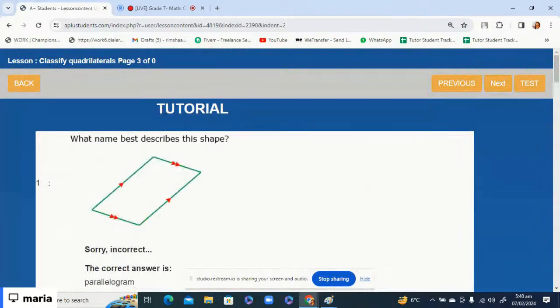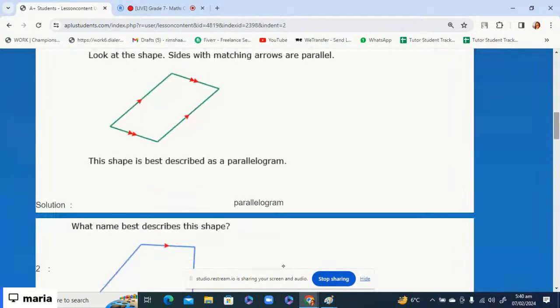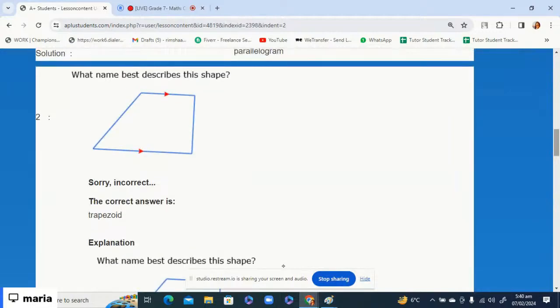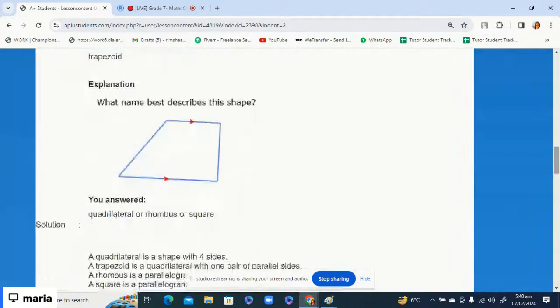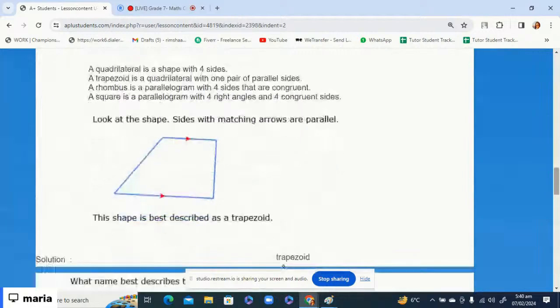So it's again the shape of which one? It's a parallelogram or a rectangle. A rectangle has two sides equal and on straight lines. Okay, and this is a parallelogram, because this shape is the same as a rectangle, but a little bit tilted, so we can say that this becomes a parallelogram. Now what name best describes this shape? So look at this shape, we can say that this shape is a trapezoid.